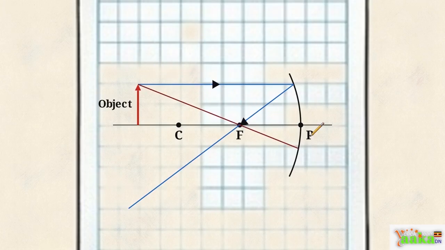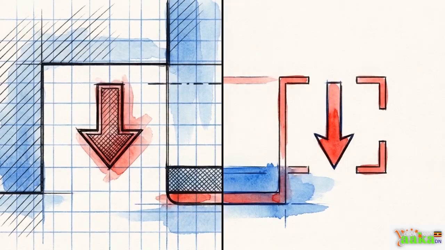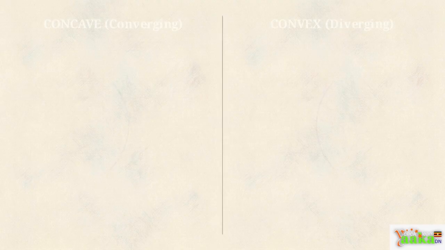Next, we trace the second ray straight through the principal focus. It hits the mirror and reflects exactly parallel to the axis. The exact spot where these 2 reflected lines cross gives us the top of our image. Because the actual light rays crossed in front of the mirror, the image is physically there. It is a real image. Looking closely at our drawn arrow, we can confidently state that the image is inverted, and diminished.